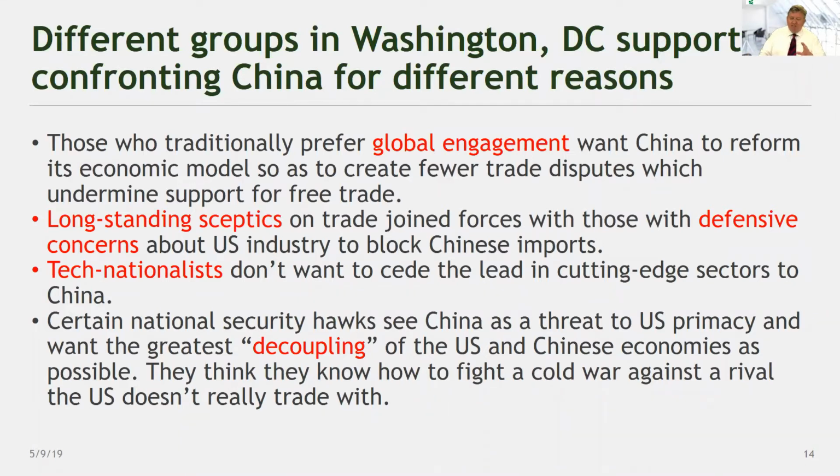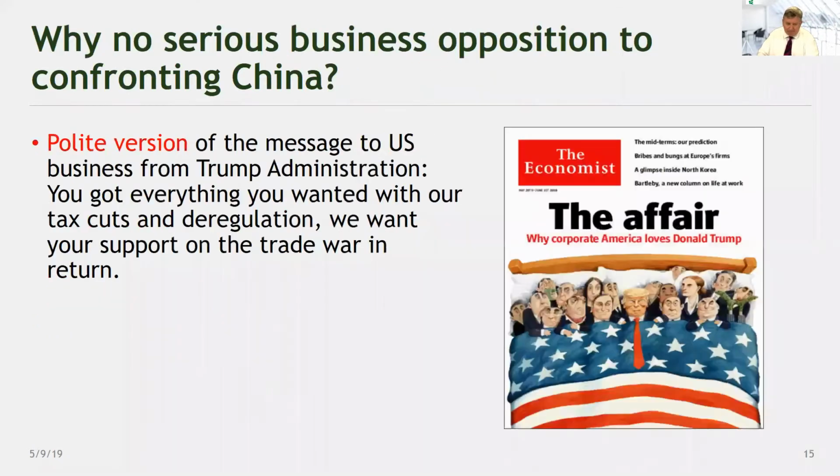So we have four sets of groups then who are very much standing behind President Trump, but notice they want different things. And this will become important when we talk about the resolution of this particular trade war later. Now, you might be asking yourself, given the support we had for globalization just a few years ago, why isn't there serious business opposition to confronting China?